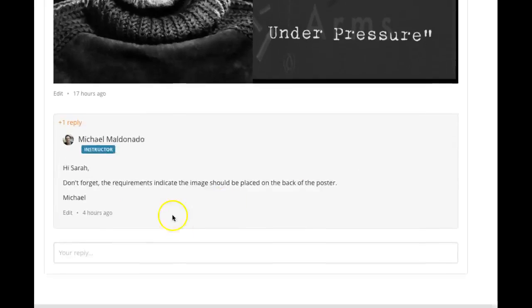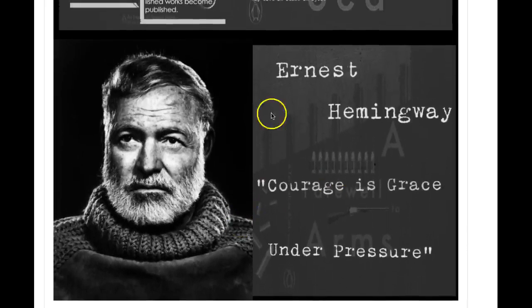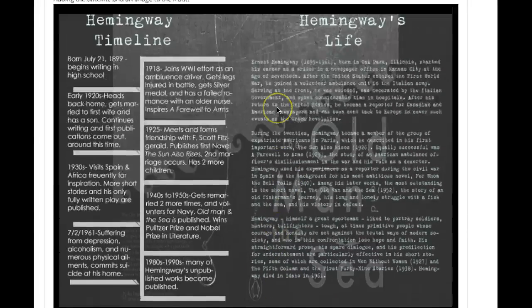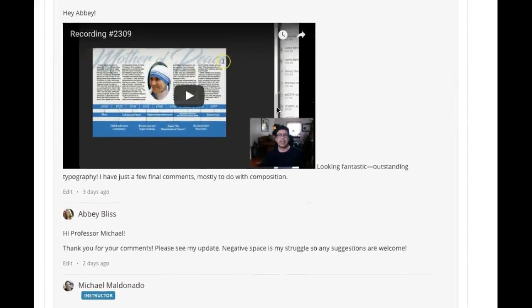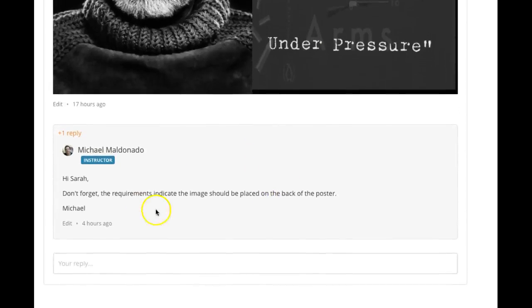Okay, I left this earlier for you. Don't forget the requirements indicate that the image should be placed on the back of the poster. Remember, so the image has to go on the back. So that's the one thing I wanted to mention. That I put that there early this morning.